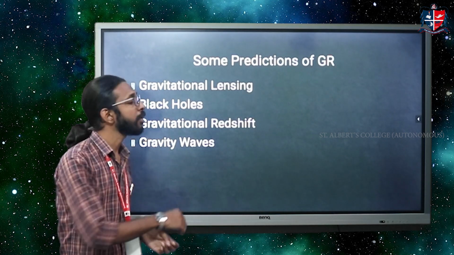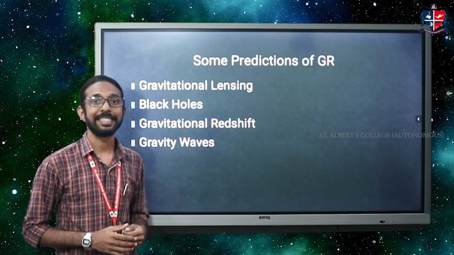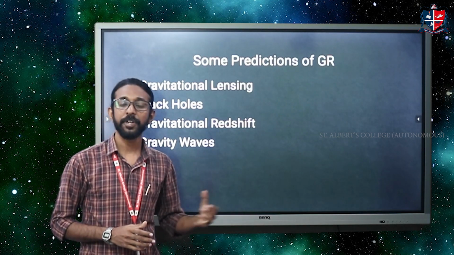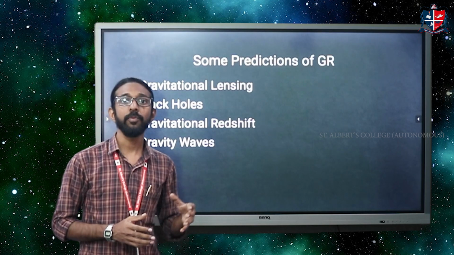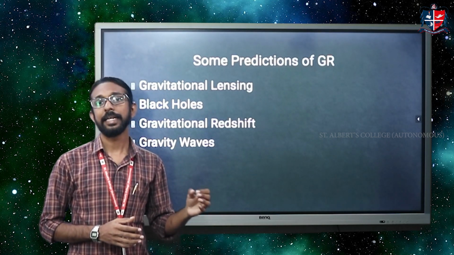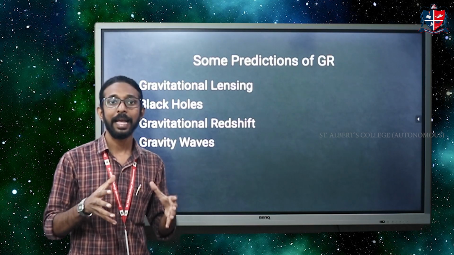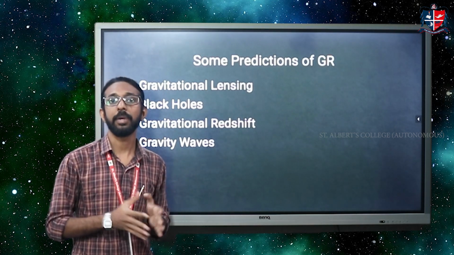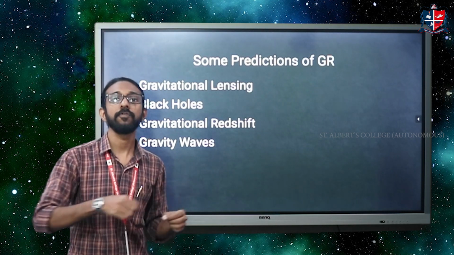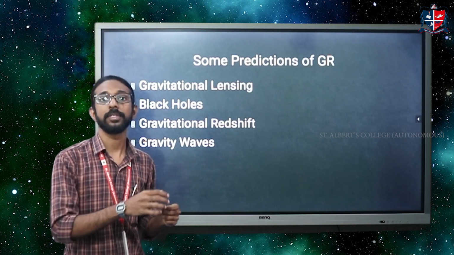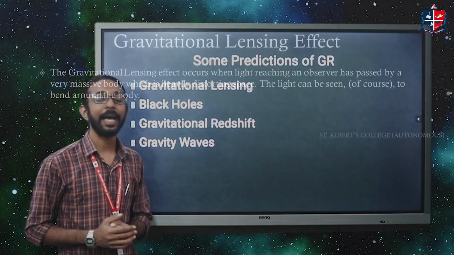One of the major predictions of general theory of relativity was gravitational lensing. In the previous lesson, we discussed that according to Einstein, gravity was not a force, rather, it is the curvature of space-time. A massive body can warp the space-time around it, and everything will travel only through this warped space-time rather than through a straight line. Gravitational lensing was a consequence of that effect.